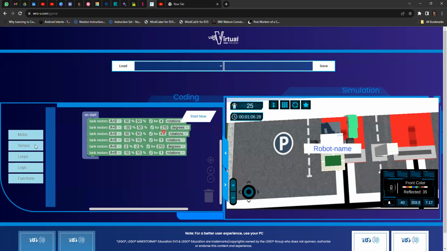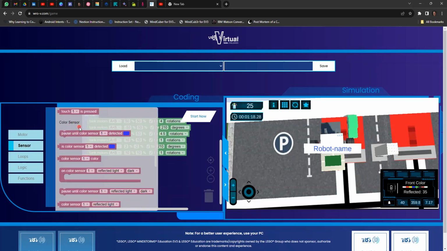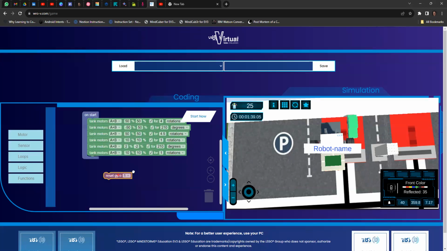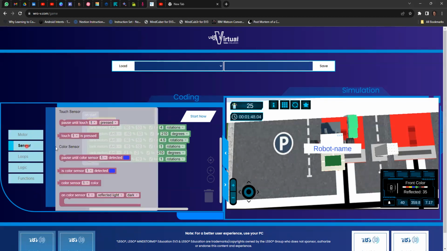Anyway, if I want to use the gyro, you go to the sensors bar here: pause until touch one is pressed, like a touch button. And this is for the color sensor: pause until color sensor one detects blue, and so on. Where is the gyro? The gyro sensor is at pause until gyro is rotated a number of degrees, and reset the gyro. My advice is that at the beginning of the program you reset the gyro, because you don't know what value will be stored in it. So you have to clear the gyro value.